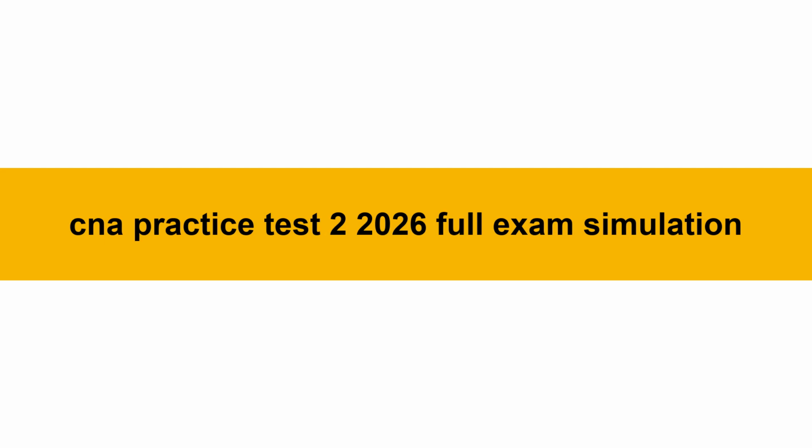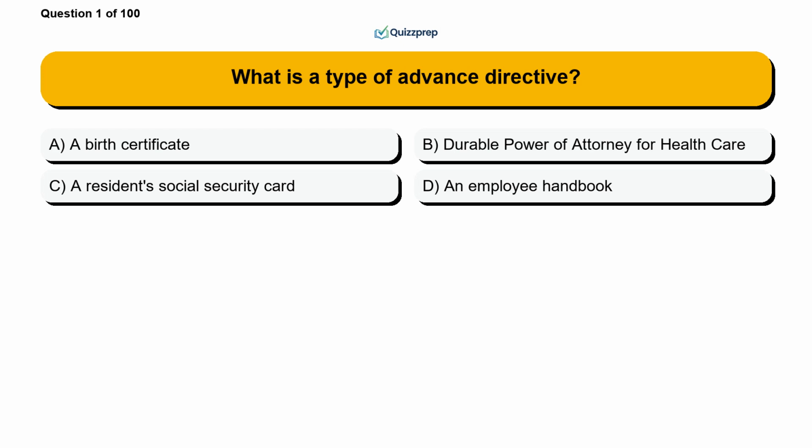CNA Practice Test 2 2026 Full Exam Simulation. Question 1. What is a type of advance directive? Option A, a birth certificate. Option B, durable power of attorney for healthcare. Option C, a resident's social security card. Option D, an employee handbook.